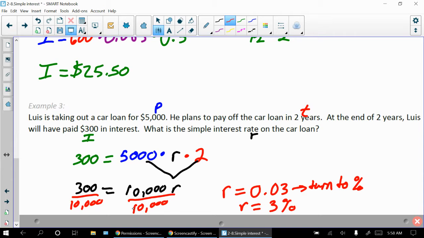Divide by 10,000 on both sides to get this to cancel out, and you get R equals 0.03. That's a decimal, not a percent. To turn it into a percent, you multiply by 100. That will move my decimal over two place values to give me R equals 3%. If you need to pause this, get your notes finished up.